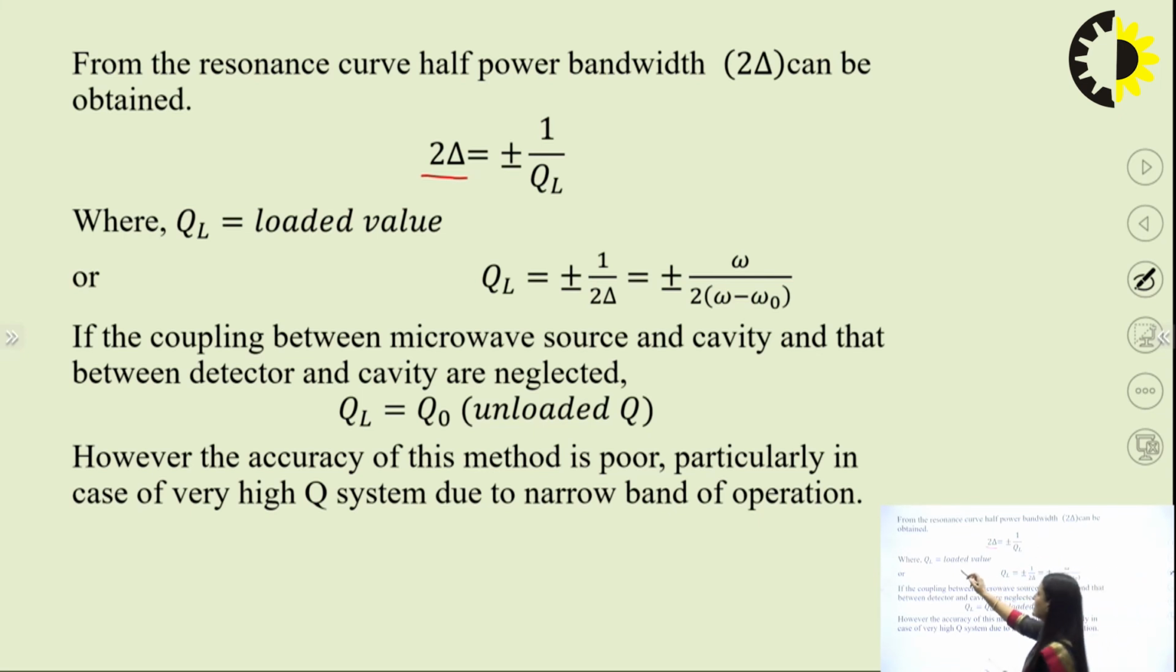What is that QL? QL is the loaded value. So QL is equal to, if I am rearranging this equation, plus minus 1 upon 2 delta, which is equal to plus minus omega upon 2 (omega minus omega naught). So if the coupling between microwave source and the cavity, and that between detector and cavity, are neglected, then QL is equal to Q naught, it means unloaded Q. However, the accuracy of this method is poor, particularly in case of very high Q system, due to narrow band of operation.